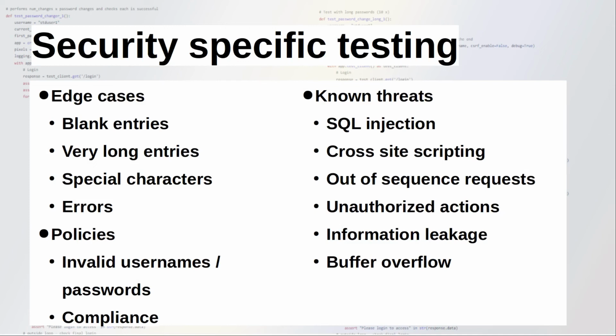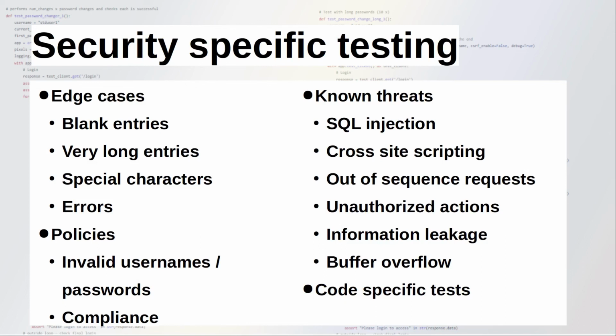You may also need to check what happens if a request is out of sequence, such as trying to edit a user before it's created, or unauthorized actions by trying to change a user without the appropriate permission. You could also check for being able to access information that is confidential or a buffer overflow by sending excessive amounts of data.